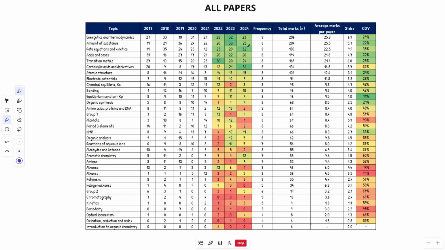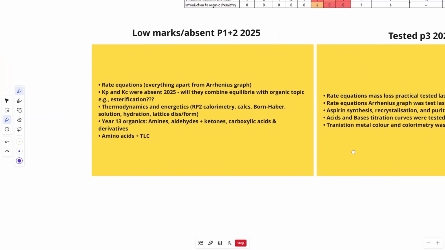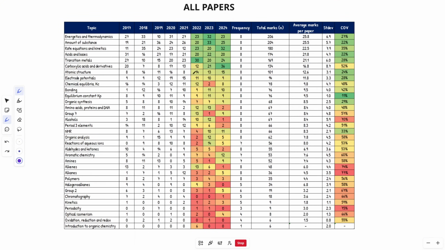Okay, I'm not going to spend too much time going through this. I've already got the predictions written down. So feel free to screenshot this, take a look at it, see what's going on. But you can see here, guys, basically every topic comes up every single year to a degree. It may only be 2 marks, maybe 5 marks or whatever, but it will come up.